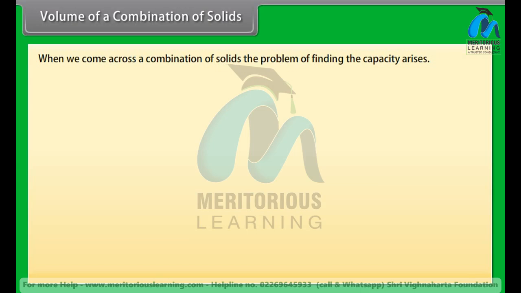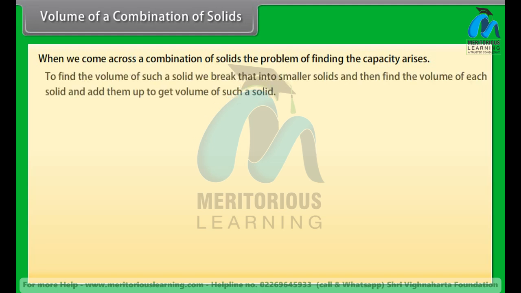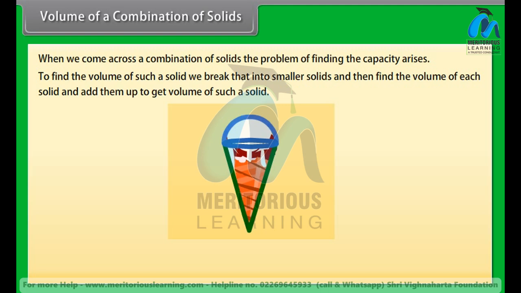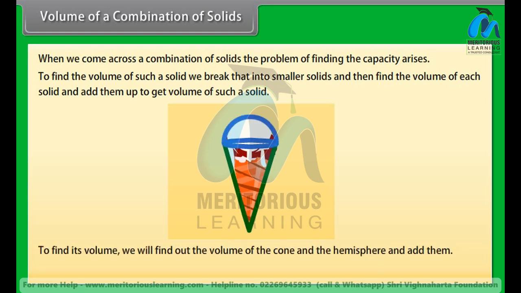Volume of a combination of solids. When we come across a combination of solids, the problem of finding the capacity arises. To find the volume of such a solid, we break that into smaller solids and then find the volume of each solid and add them up to get volume of such a solid. Look at this ice cream cone. It is a combination of a cone and a hemisphere. To find its volume, we will find out the volume of the cone and the hemisphere and add them. Or we can write it as volume of an ice cream cone is equal to volume of cone plus volume of hemisphere.